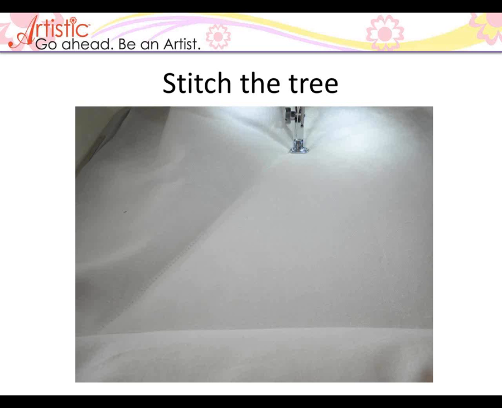You're going to have those hooped. I laid a piece of high loft batting on top of the hooped stabilizer and fabric, and then on top of that I laid a piece of my white fabric for the top of my wall hanging. So those are just laying on top.